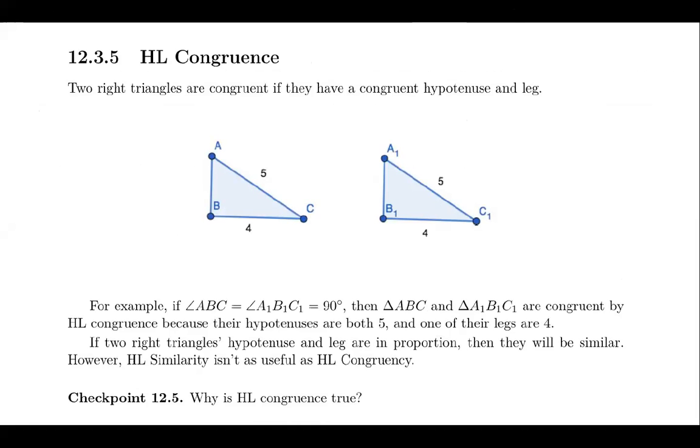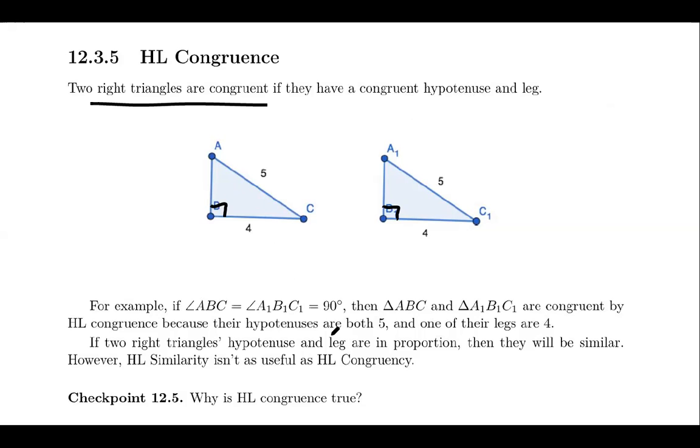Okay, and finally, we'll talk about HL congruence, and this is a special case for right triangles. Two right triangles will be congruent if they have a congruent hypotenuse and leg. So here we have ABC and A1, B1, C1. And it's not marked, but this is where the right angle is. And as you can see, they have the same hypotenuse and leg. And that means that they will be congruent.